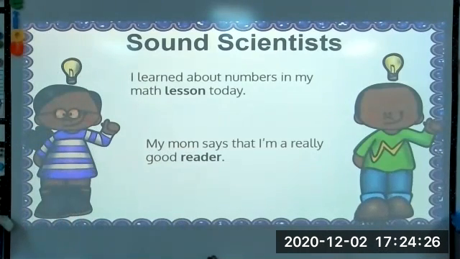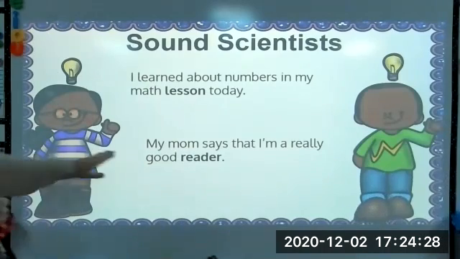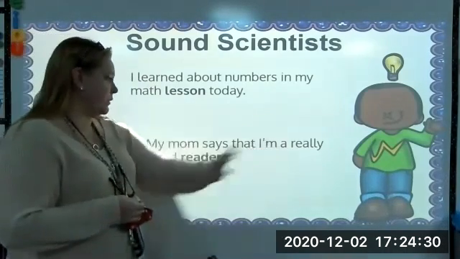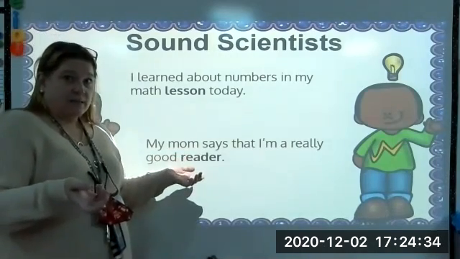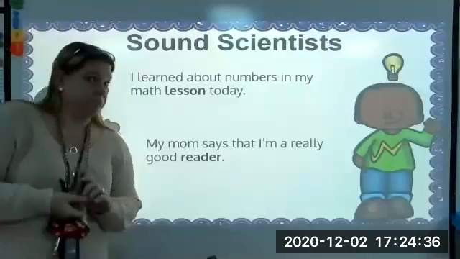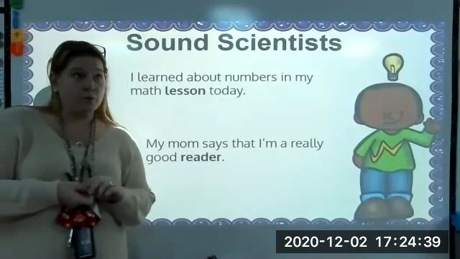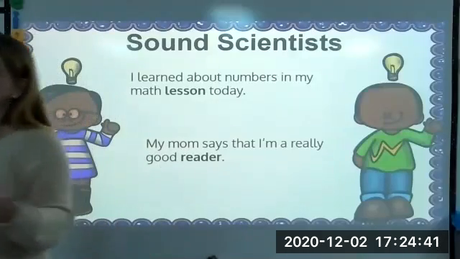Let's see if that makes any sense. My mom says that I'm a really good rider. That could make sense. She could be talking about your bike. You could be a really good bike rider or a board or a scooter. So that could make sense.